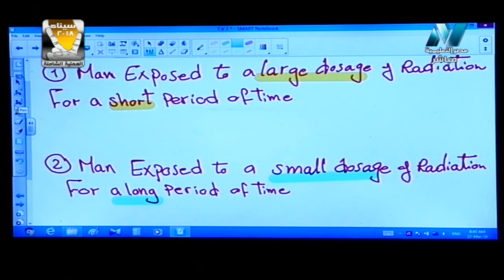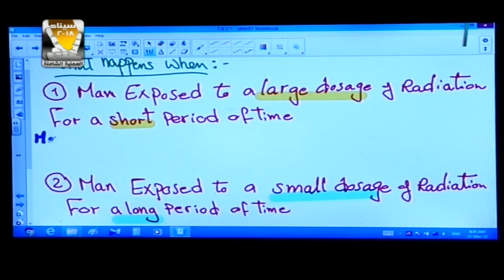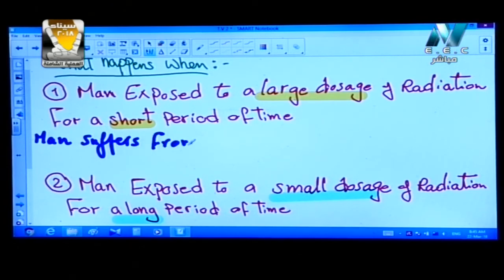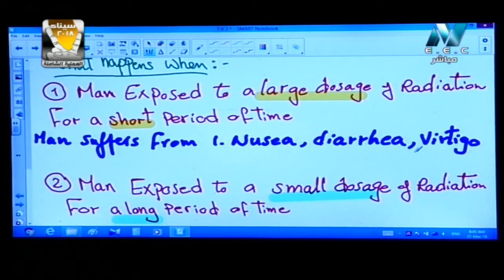How can we differentiate between the first case and the second case؟ ازاي هفرق ما بينهم؟ هقول له number 1 man suffers يعني هيعاني from number 1 nausea, diarrhea and vertigo. طبعا ممكن اقول له كمان sore throat يعني التهابات شديده في الحلق. يبقى nausea and diarrhea طبعا معروف معناها اسهال. vertigo and nausea معناها الارهاق الشديد والتعب الشديد. can't walk يعني بيبقى like disc بيتشال من مكان لمكان.